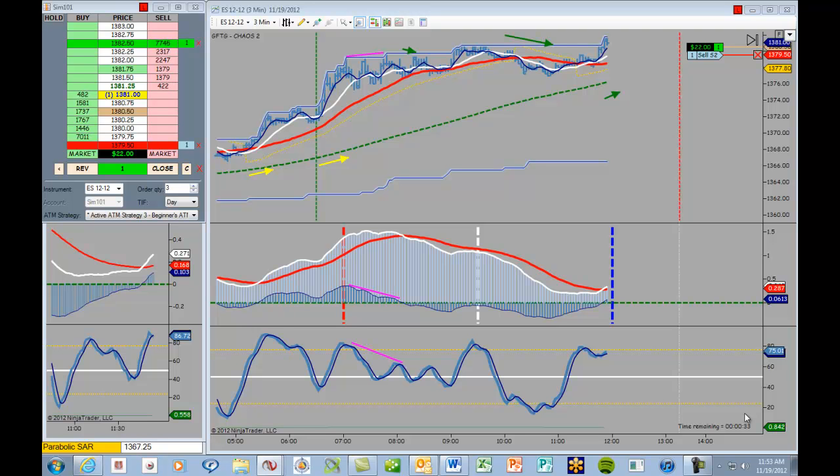Okay, I'm back, and we've hit the first target and moved the stop, and now the issue is whether we're going to make it to the next one or get stopped out. I'm betting we're going to keep going, but we'll see. I'll be back at you when I know more.